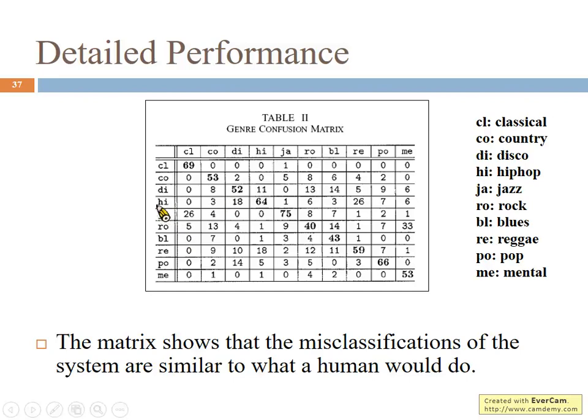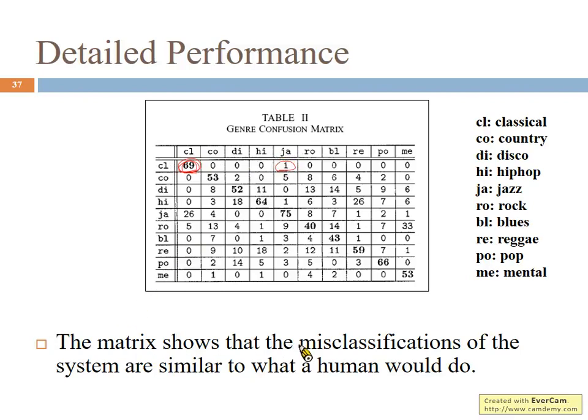Here is a confusion matrix showing the detailed performance for different music genres. The meaning of this matrix is what percentage of classical music is classified as classical music by the system. Okay, so this is this value, and 1% of jazz music.